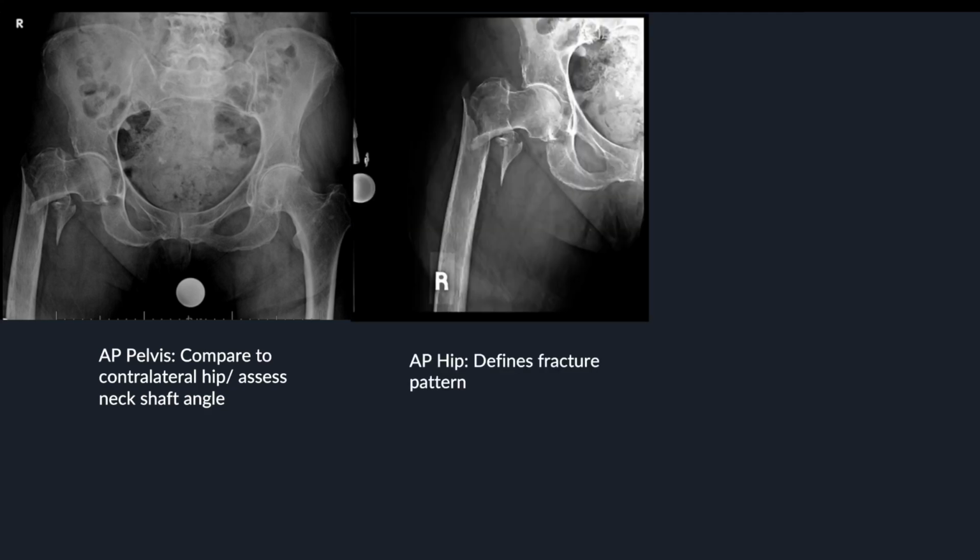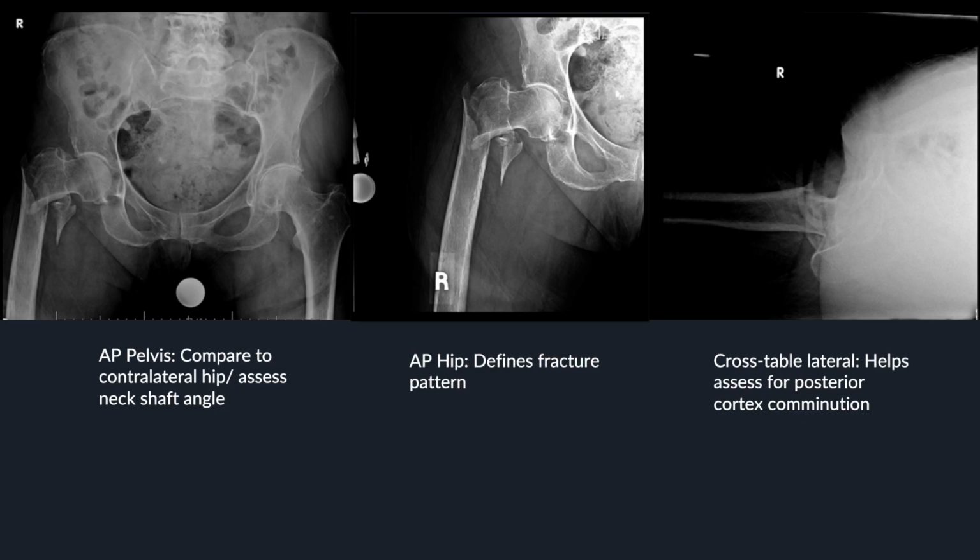The next one we'd want to get is an AP of the hip. This just defines the fracture pattern, lets us know if it's a single line break or if there's any comminution. And so we want to get that to assess those things. And then we can also get a cross table lateral, and that helps us to assess for any posterior cortex comminution, which we would be able to see on this view.